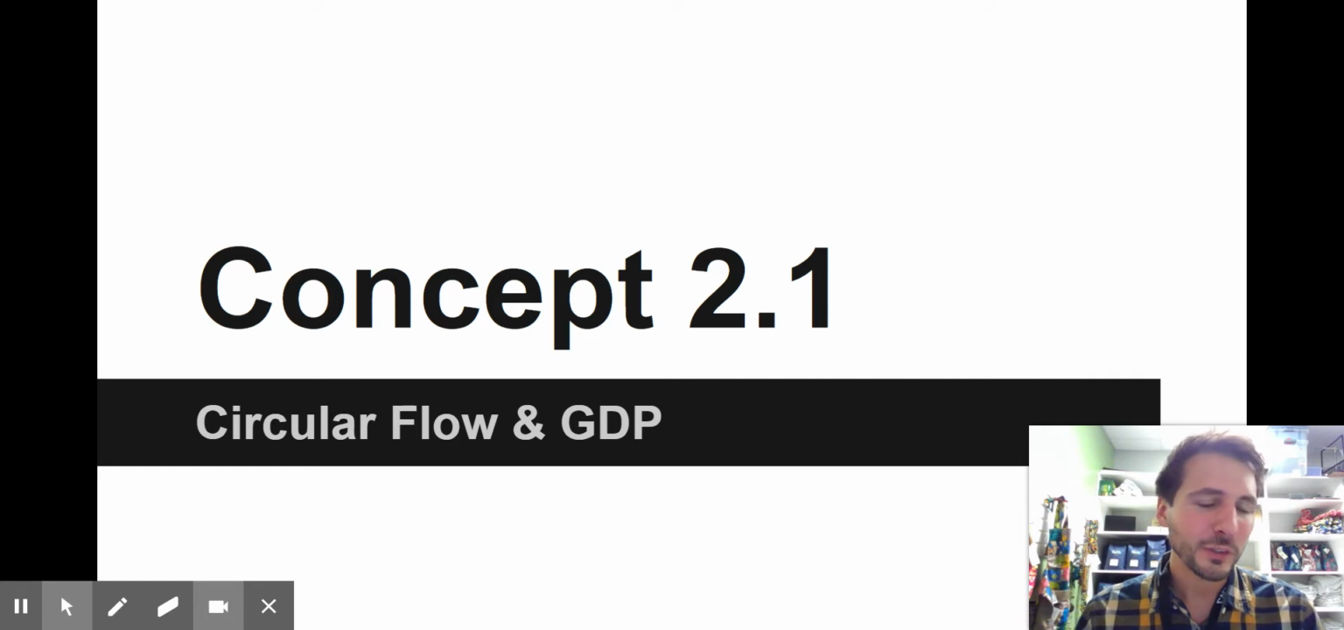Concept 2.1 is circular flow in GDP. Remember, as I'm going through this, try to get a few notes down so that you have something to underline or emphasize when we go over it again in class the next day. So, concept 2.1. Two concepts here, circular flow and GDP.